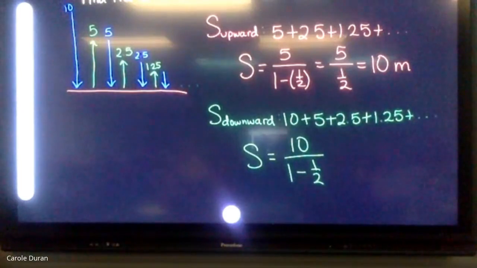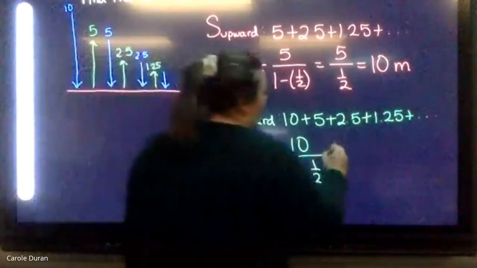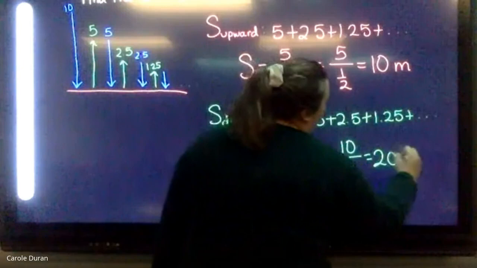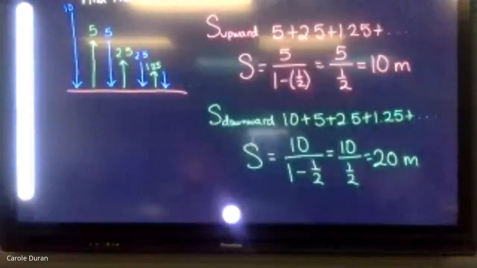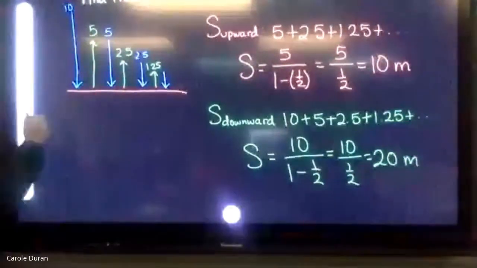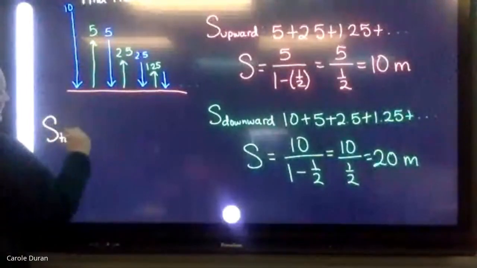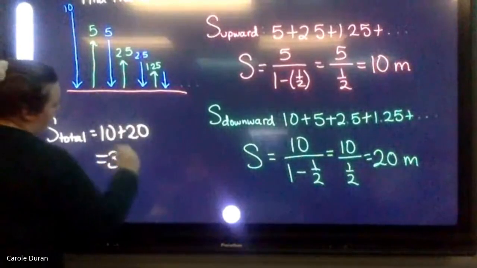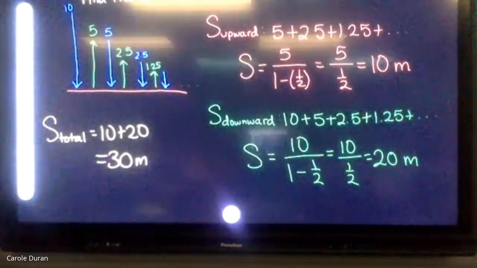Right, right. So then we go ahead and work through this. 1 minus 1/2 is 1/2. Flip it and multiply into the top. And I get that the downward distance traveled is 20 meters for this ball. So my total distance traveled is what? 10 plus 20, which equals 30 meters. And we are finished.